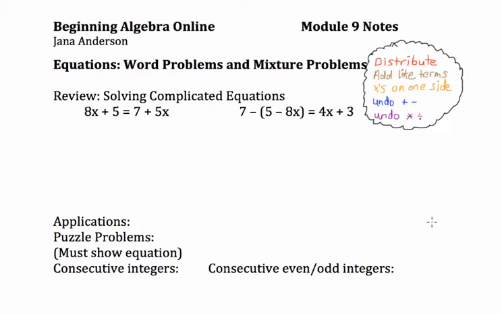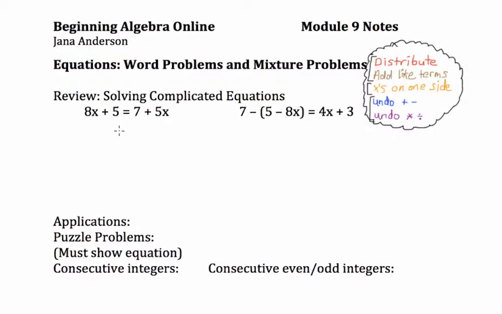First, let's do a couple of review problems on solving equations. I've written the steps over here that sometimes people memorize. The first step is to simplify each expression on either side of the equal sign, and you can do that by distributing and adding like terms. Then you want to make sure that your x's are all on one side or the other. And then you want to undo what's been done to that x.